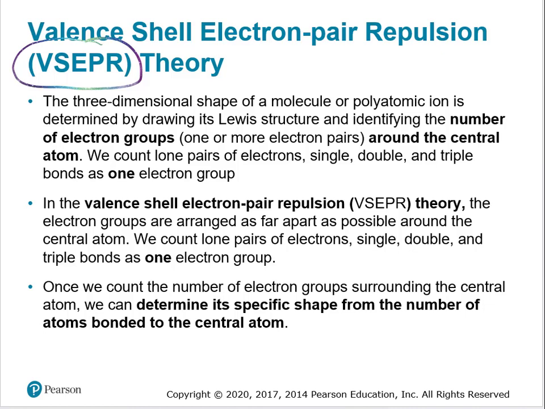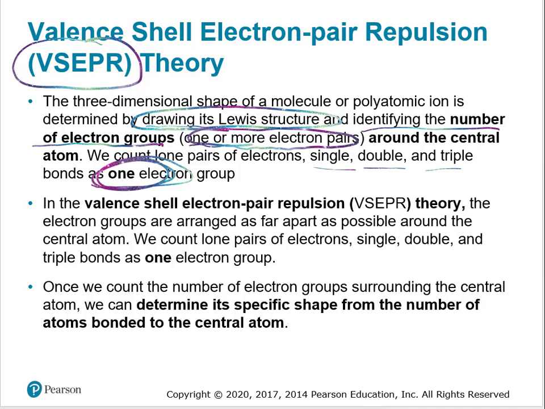The three-dimensional shape of a molecule or a polyatomic ion is determined by drawing its Lewis structure, which you should feel comfortable with at this point, and identifying the number of electron groups, or one or more electron pairs, around the central atom. We count lone pairs of electrons, single, double, and triple bonds as one electron group. So you can also look at it and go, well, how many things are around my central atom?